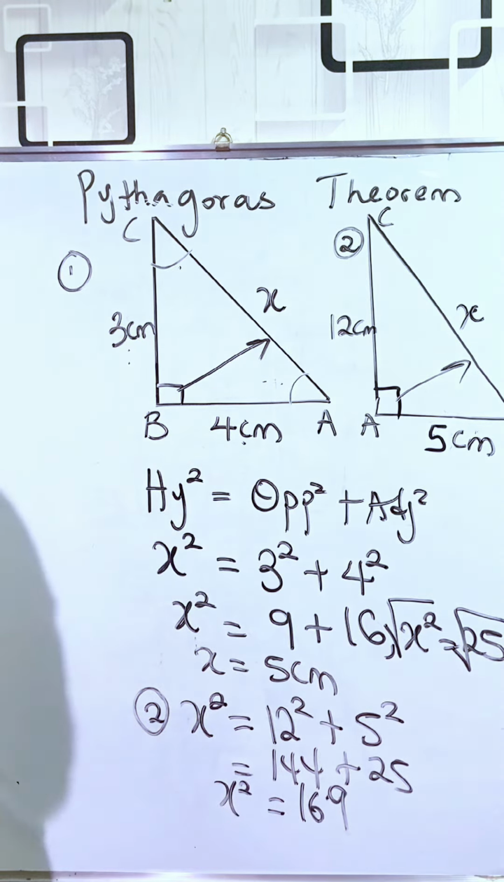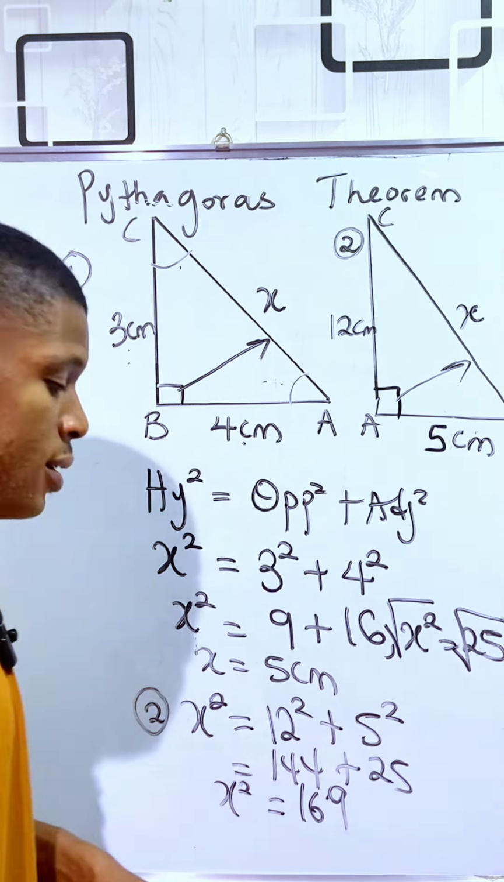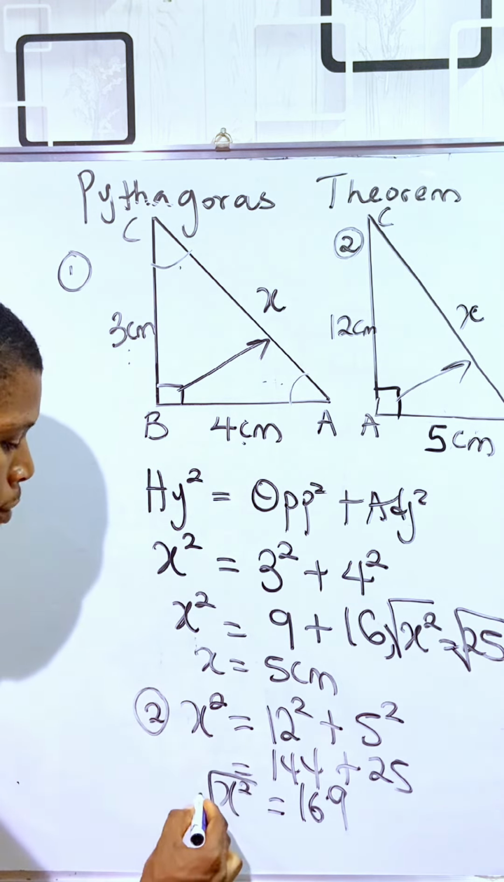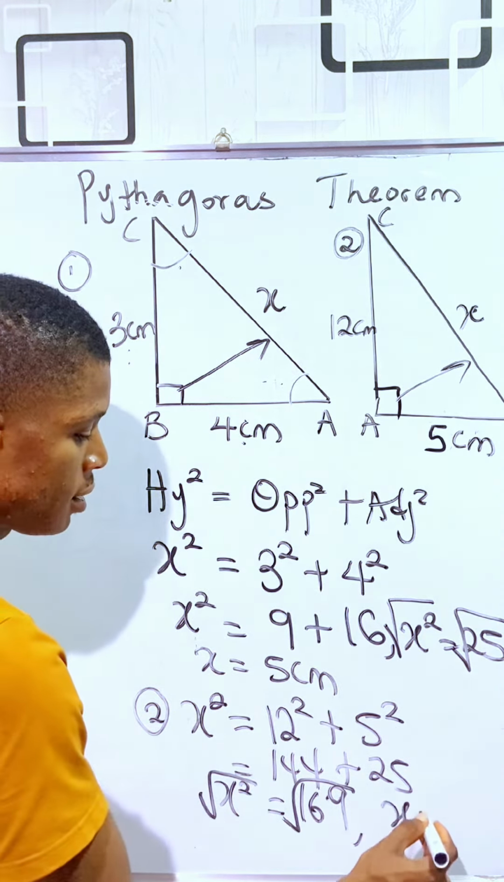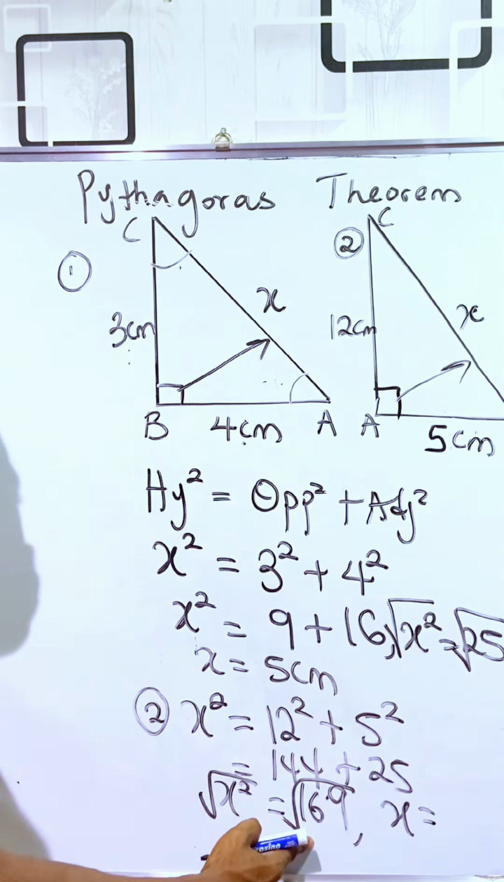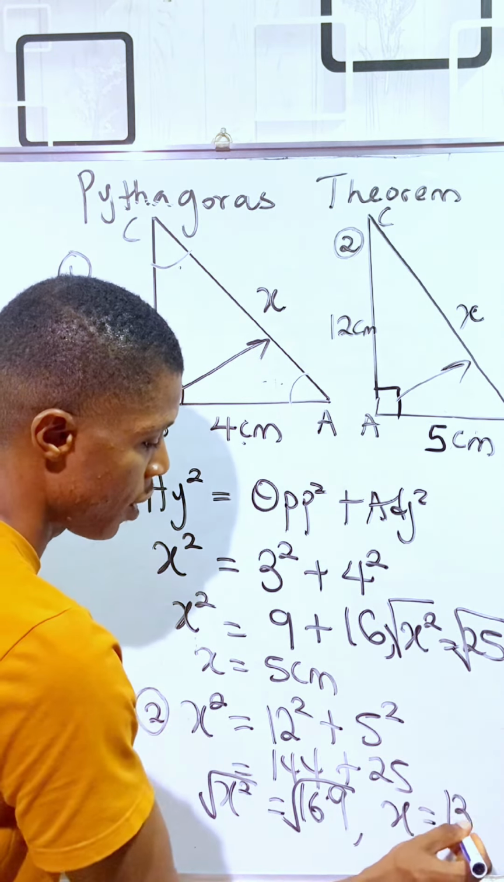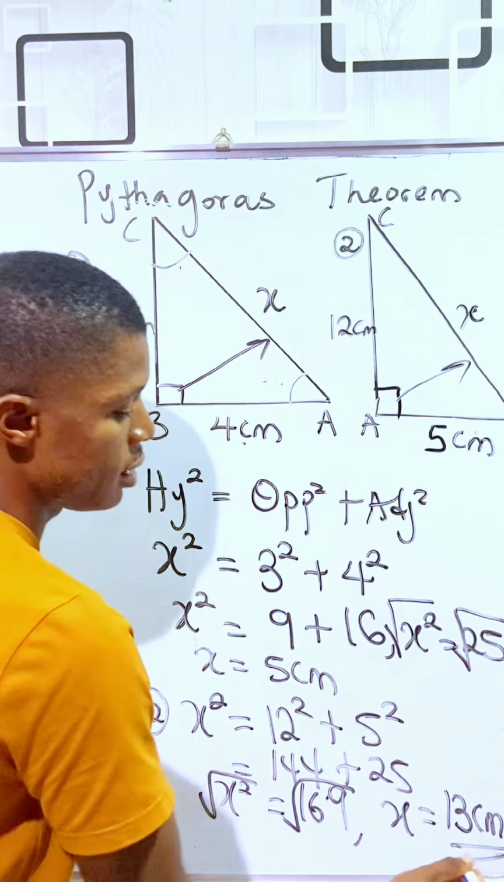169. So for you to get the value of x, you just take the square root of both sides. If you take the square root of both sides, you see that x is equal to the square root of 169, which is 13. So the length is 13 cm.